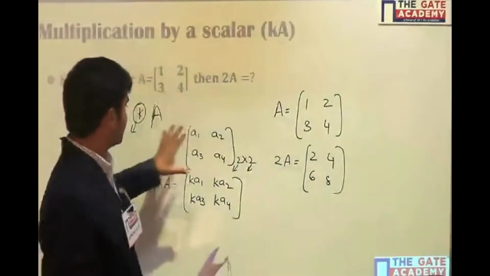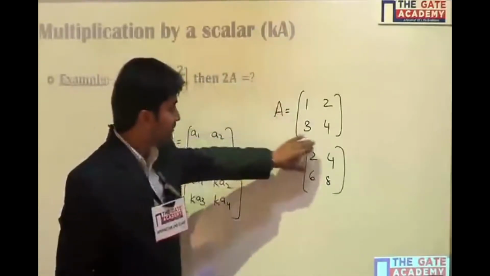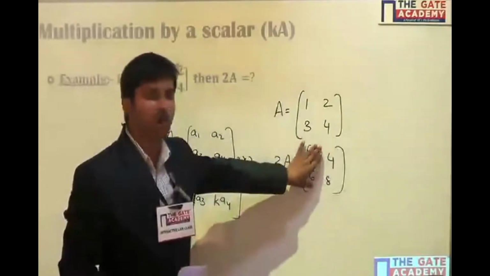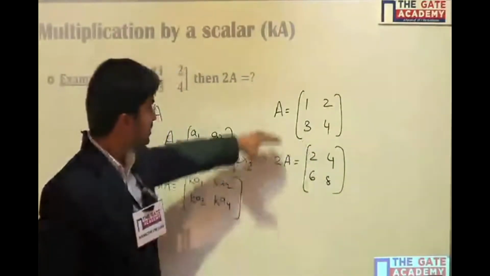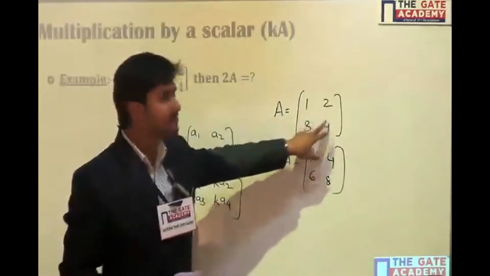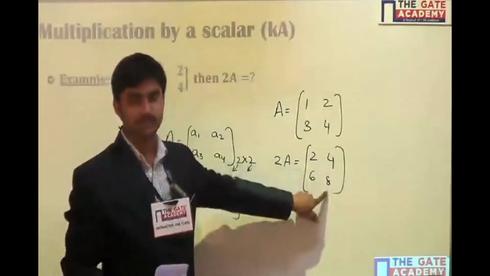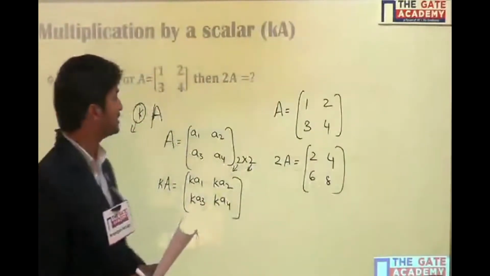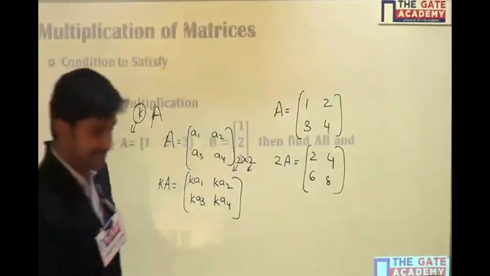Generally, when we multiply with a scalar, we tend to multiply only one row with the scalar, or one column with the scalar. Instead, we have to multiply the whole matrix with the scalar. So here if we take A equal to 1, 2, 3, 4, we have multiplied all the elements that are present with the scalar. So 2A is equal to 2, 4, 6, 8. This is about multiplication by a scalar. This is not a big topic. So let's go forward and see an important topic, which is multiplication of matrices.